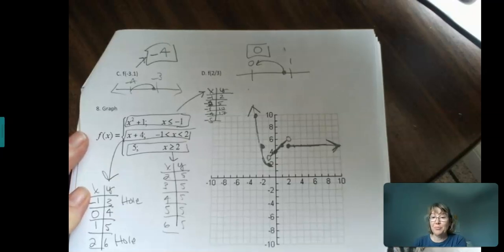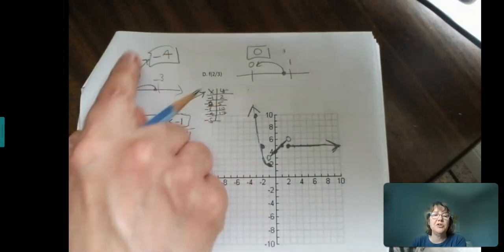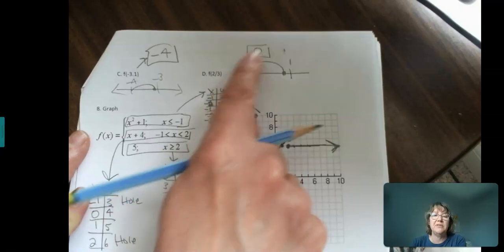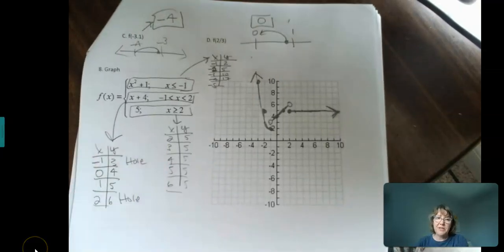Okay. Again, my print job wasn't great. Greatest integer, going to the left would be that. Going to the left would be that. Okay. Graphing a piecewise function.